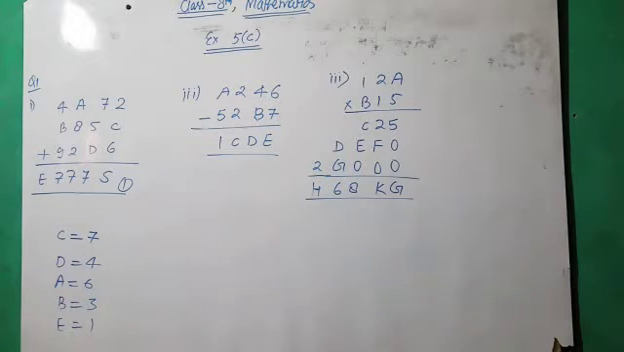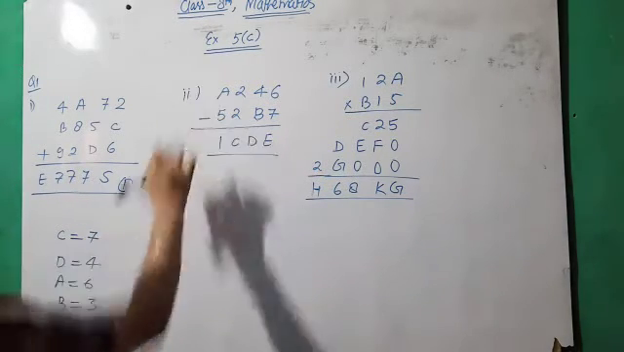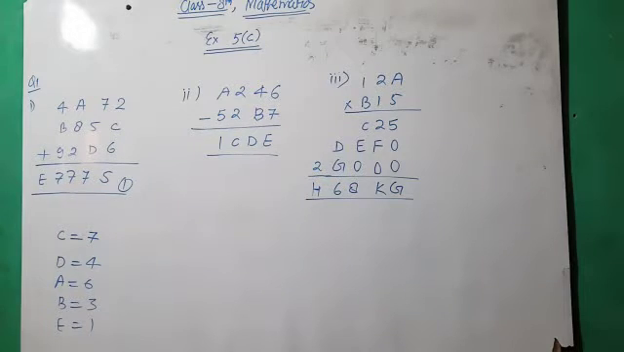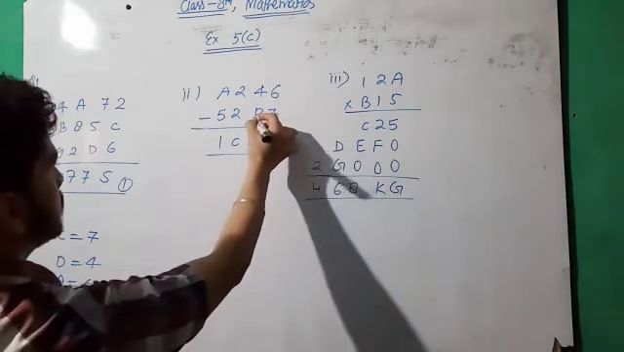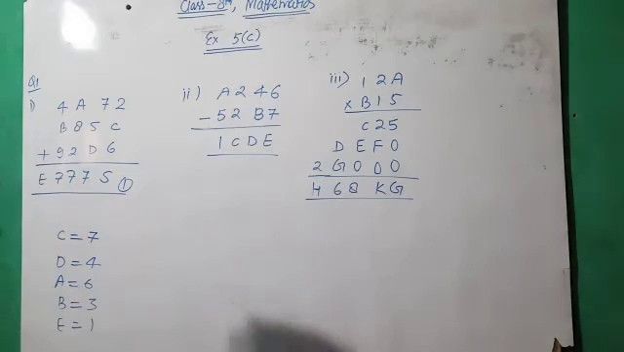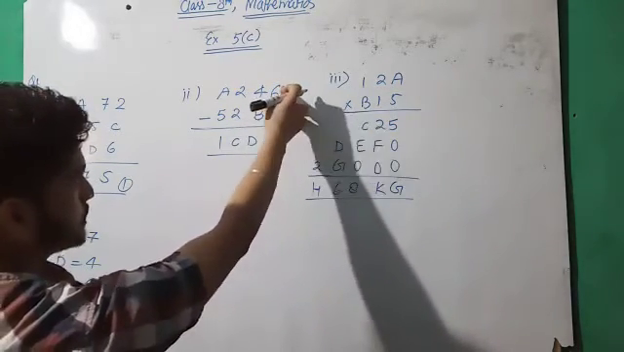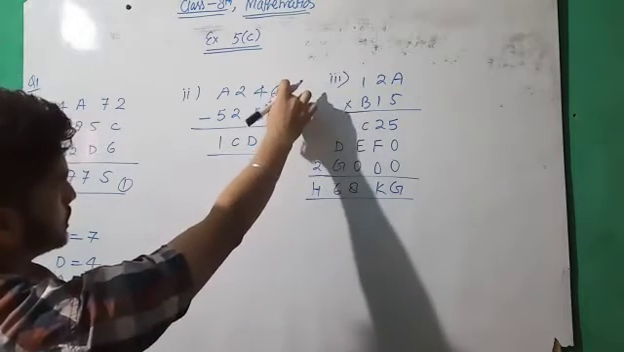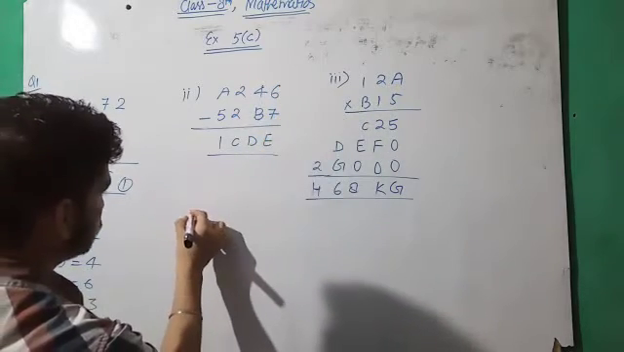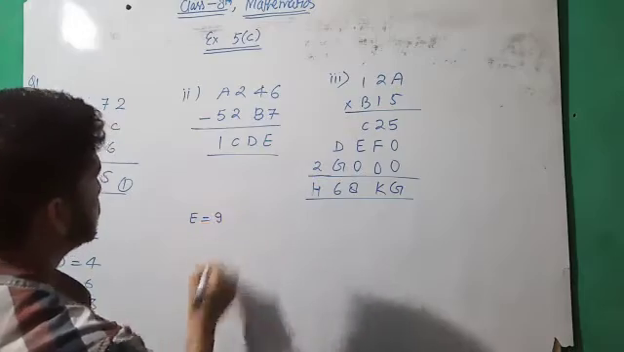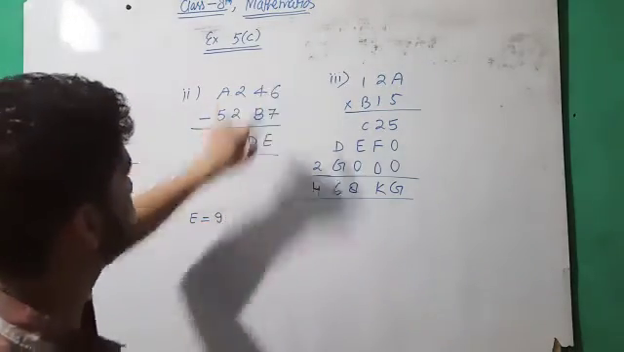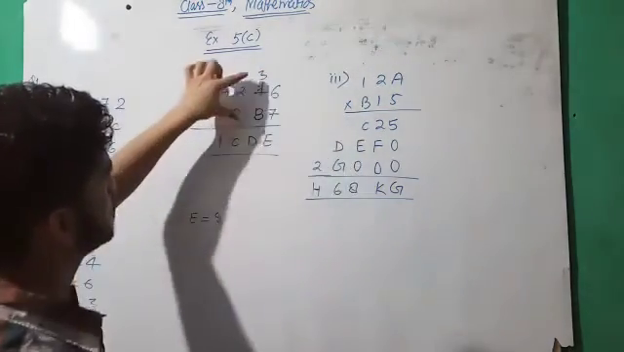Now question number second part. A 2 4 6 minus 5 2 B 7, we have to subtract 5 2 B 7 from A 2 4 6. Now 16 minus 7, because we cannot subtract 7 from 6, so E equal to 9. Now we can take carry from here, so this is 3.